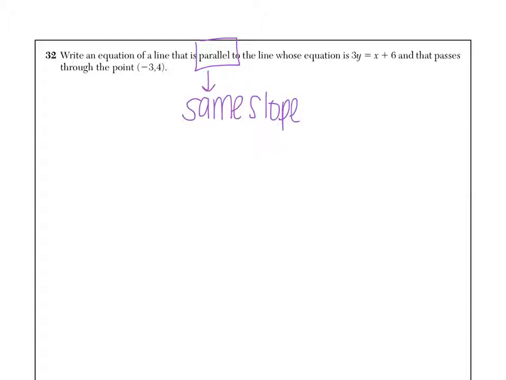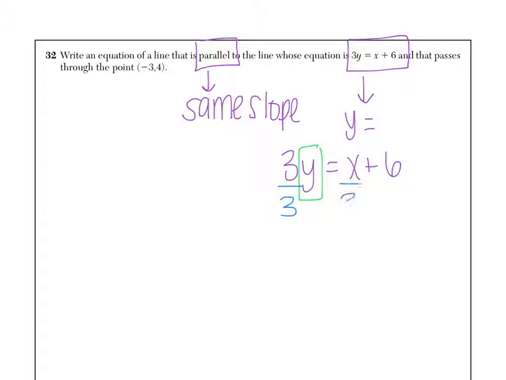And if we want the same slope as that equation, then we need to first get it in y equals. So I'm going to write it off to the side, 3y equals x plus 6. In order to get y by itself, I need to get rid of this 3. Because it's currently being multiplied, I'm going to undo it by division. And I'm going to divide each and every piece by 3.